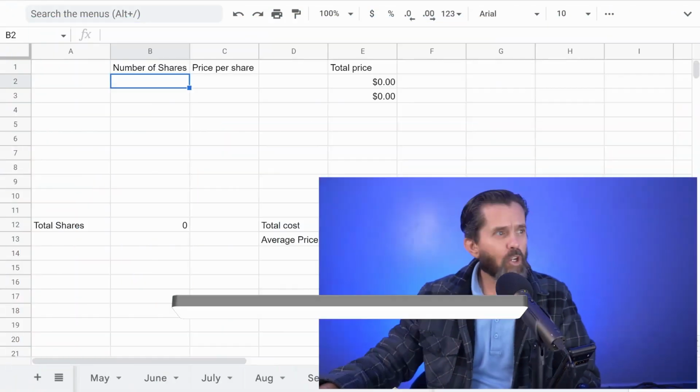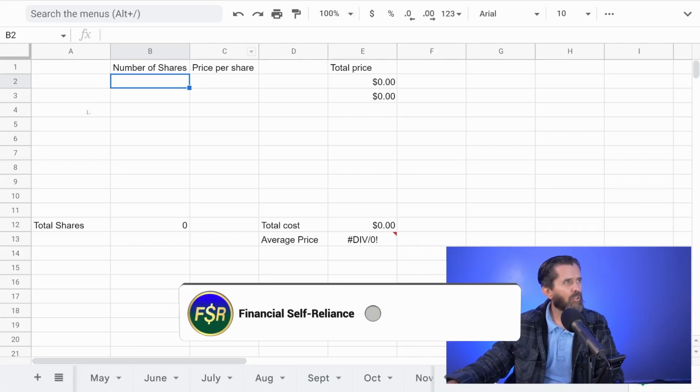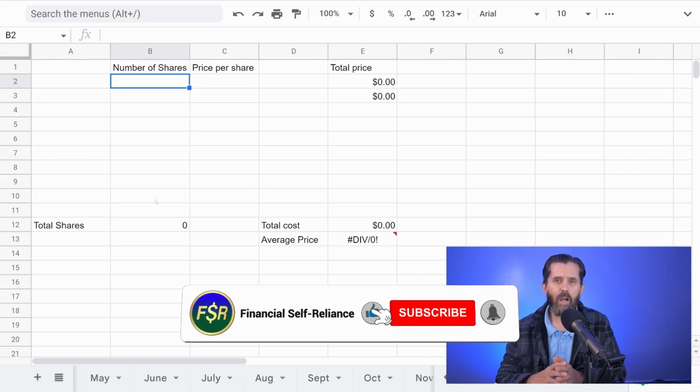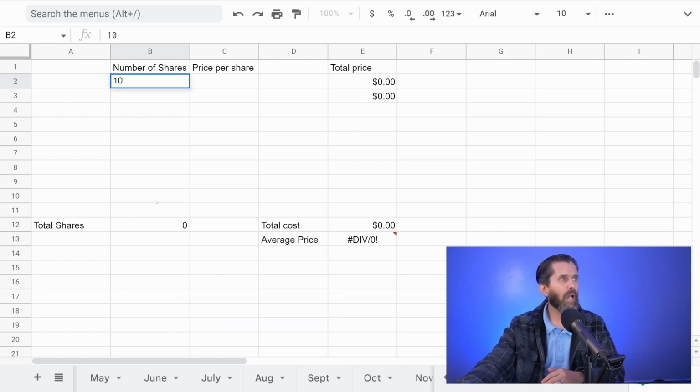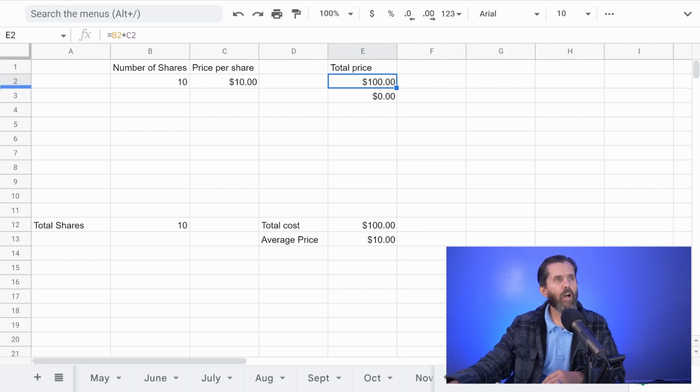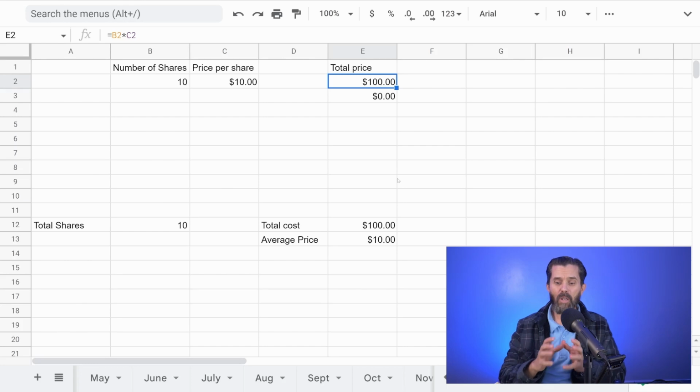So first thing I want to show you is this sheet here. So let's say you have a particular stock that you want to buy and it's a certain price. So let's say you have 10 shares that you want to buy, and let's say they're $10 a share right now. So that's a total price that you're paying of $100 to have those 10 shares. So the first time you buy that position, or the first time you buy that stock, however many shares times however much money you're paying, that's your average price.